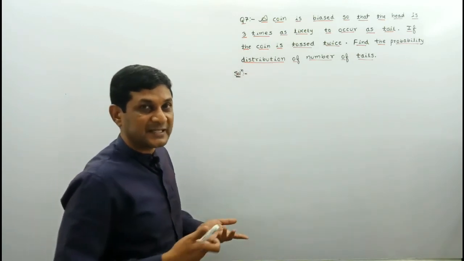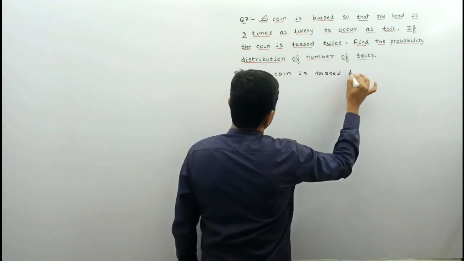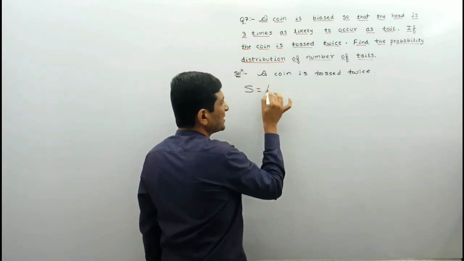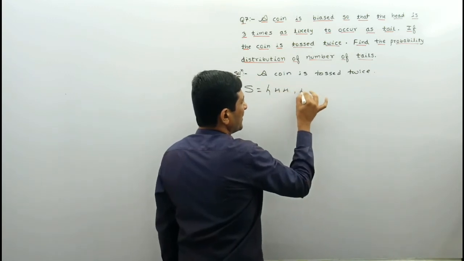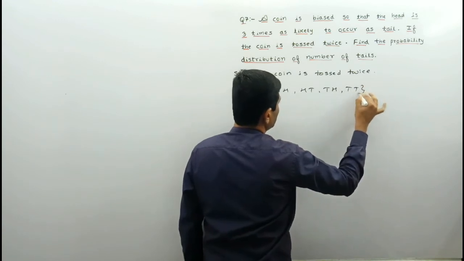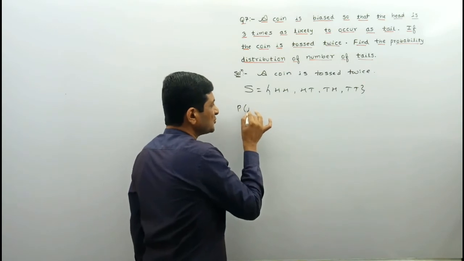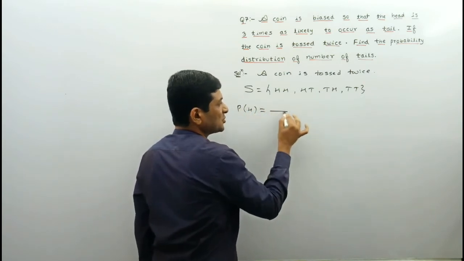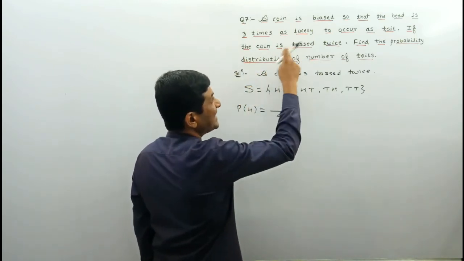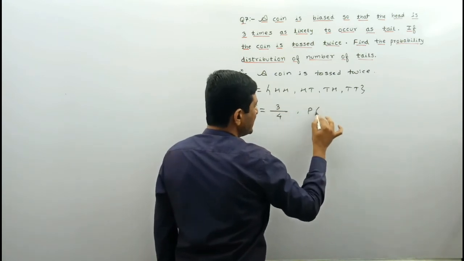coin is tossed twice. So we are using this condition. A coin is tossed twice. This is the given condition. If the coin is tossed twice, then possible outcomes are either HH or HT or TH or what? TT. These are the possible outcomes. According to the given condition, what is the probability of H? Total outcomes are 4. But what they have given is that head is 3 times as likely as what? Tail. So head is 3 times as likely as tail.